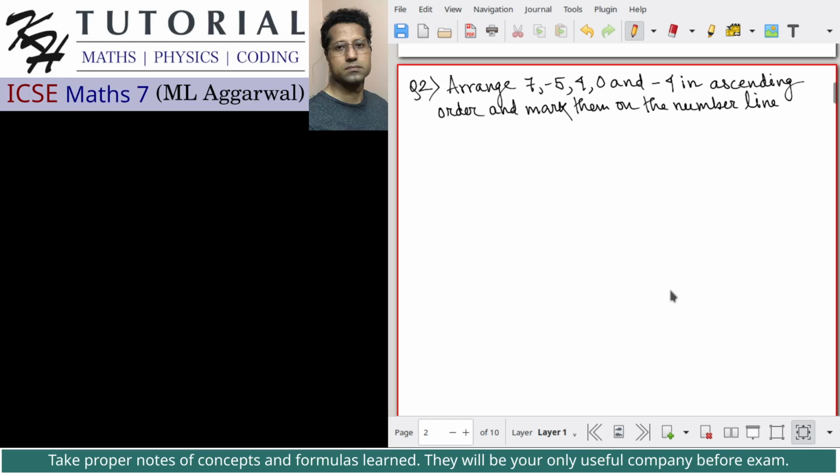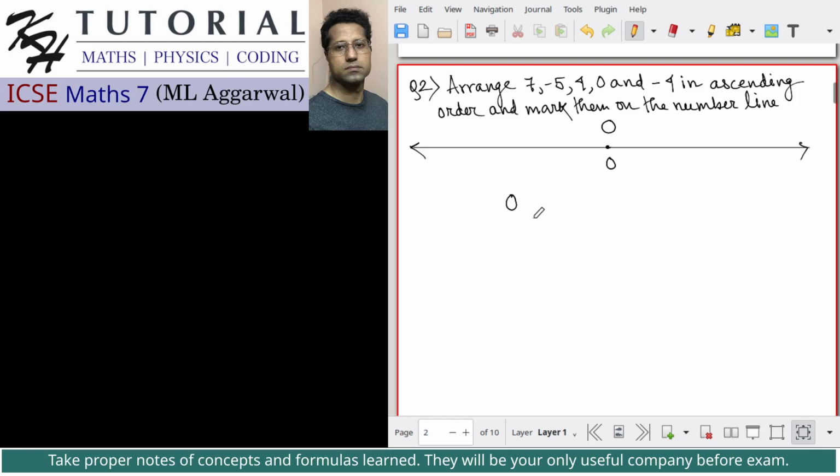Okay. So let's draw the number line. This is the number line. This is the center O, which represents the integer 0. Let's first arrange the given integers in ascending order. First we will write 0 if there is any 0. So obviously we have 0.